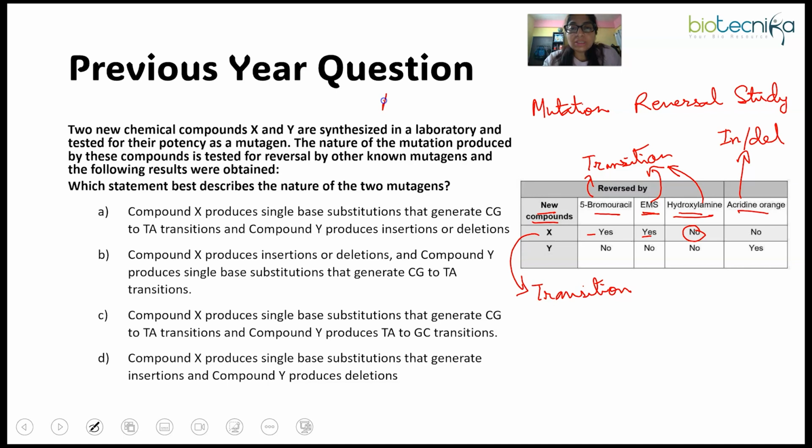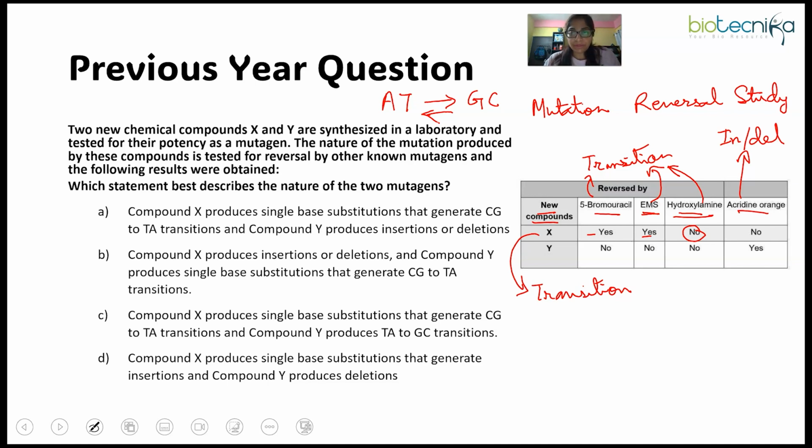Both directions means, see, AT to GC is a transition, where a purine is replacing a purine and a pyrimidine is replacing a pyrimidine. Similarly, CG to TA will be the reverse transition. So 5-bromouracil and EMS are able to do transition in both directions, but hydroxylamine can only do it in one direction. Because the reversal needed a different direction from the one in which hydroxylamine can act, the reversal is not caused by hydroxylamine.